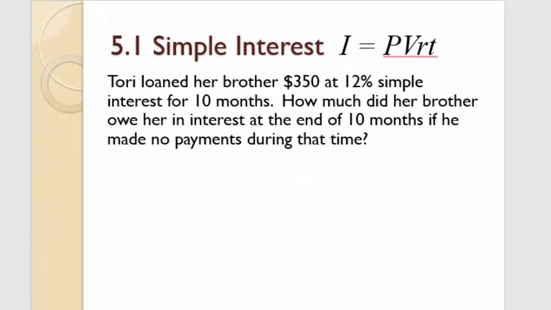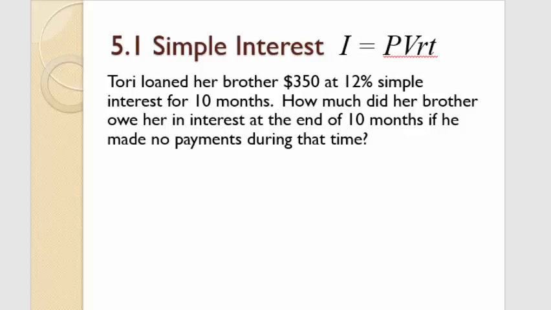Tori loaned her brother $350 at 12% simple interest for 10 months. How much did her brother owe her in interest at the end of 10 months? That means that the interest will be applied on the amount borrowed at the end of that 10 months. So the first thing we need to do is pull out the pertinent information.